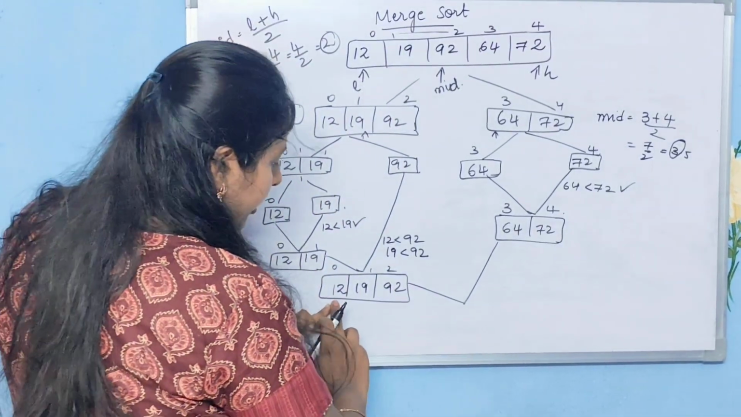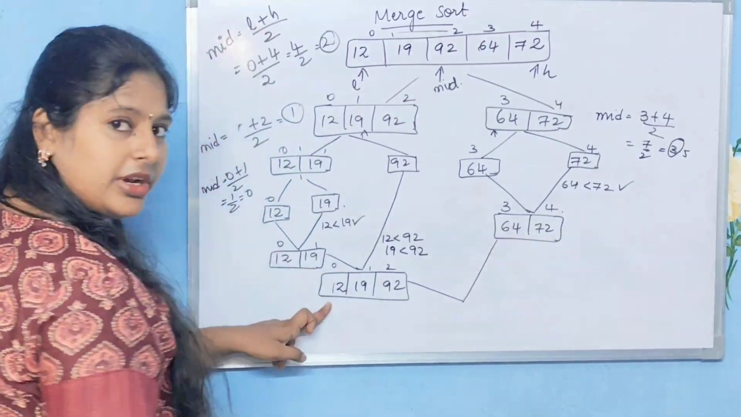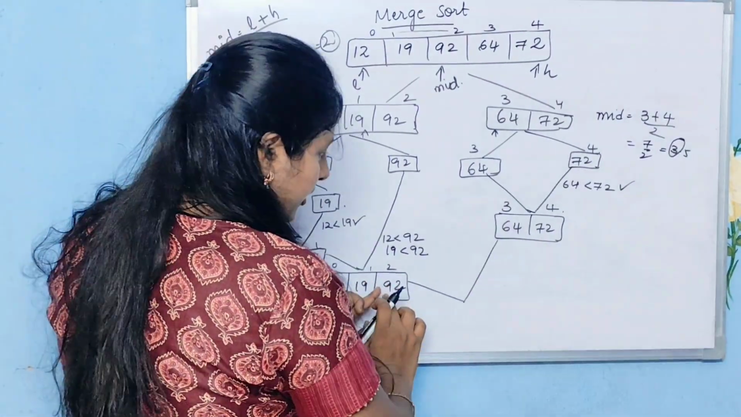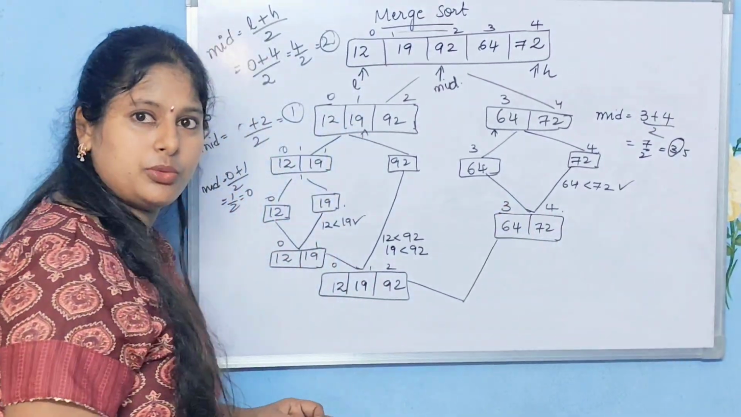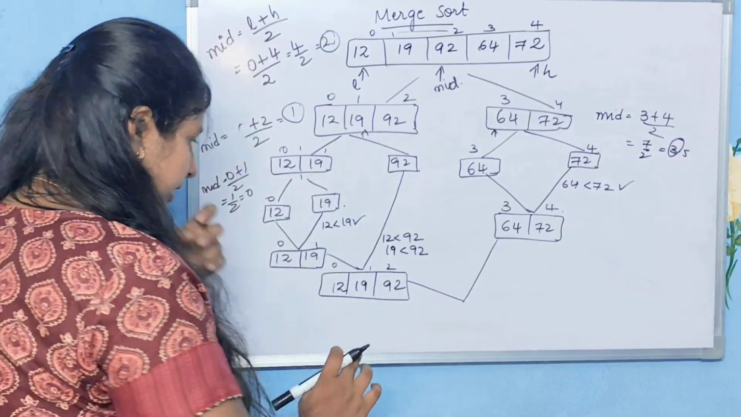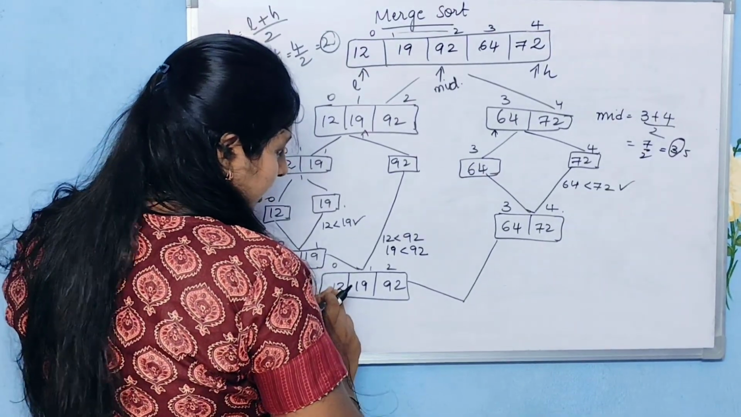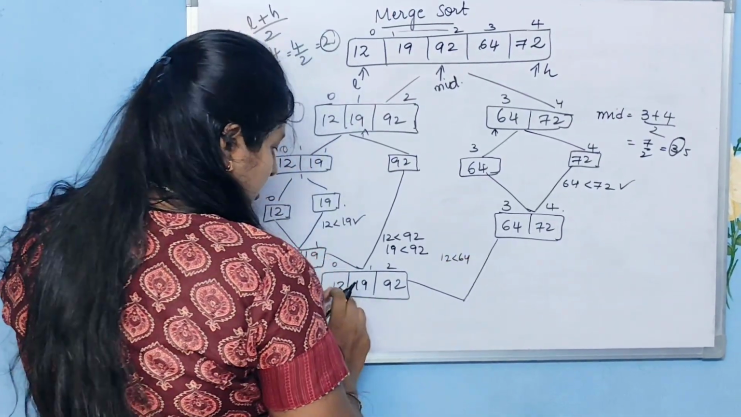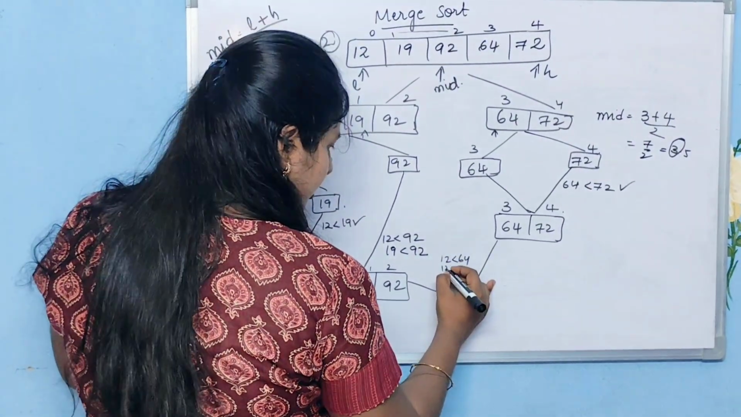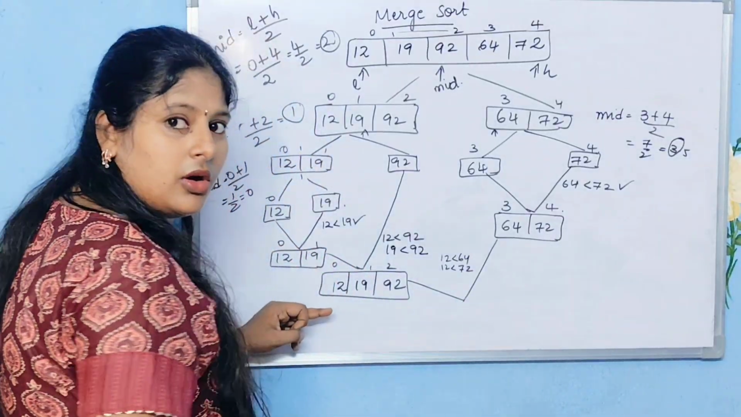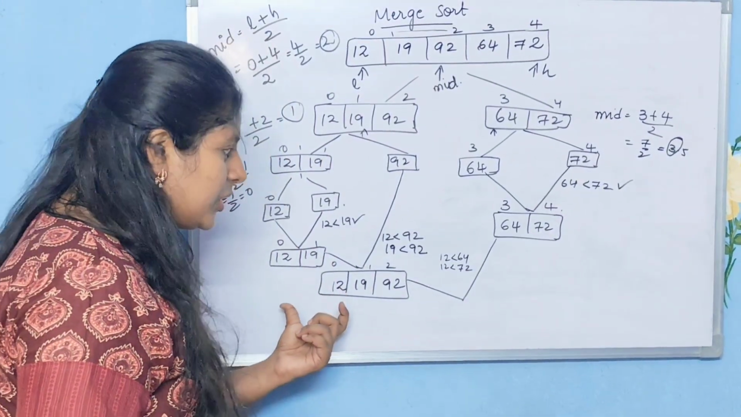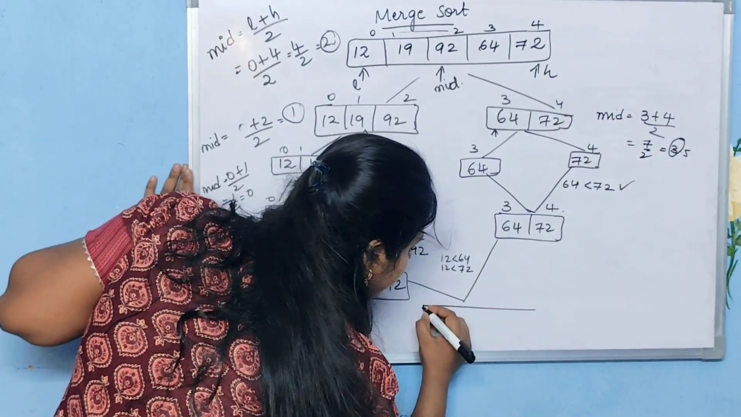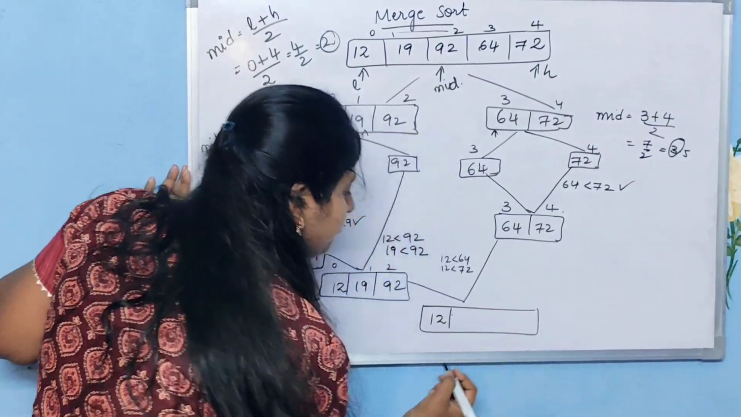So 12 should be compared with 64 and 72. Again 19 should be compared with 64 and 72. 92 should be compared with 64 and 72. Now 12 is less than 64, and 12 is less than 72. So what does that mean? 12 is the minimum element. So 12 is placed at the 0th position.